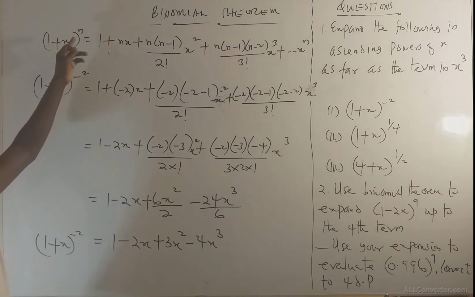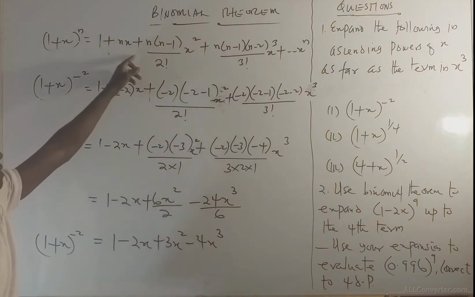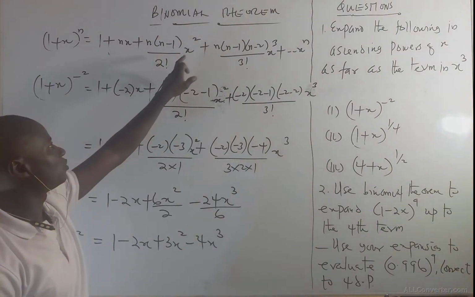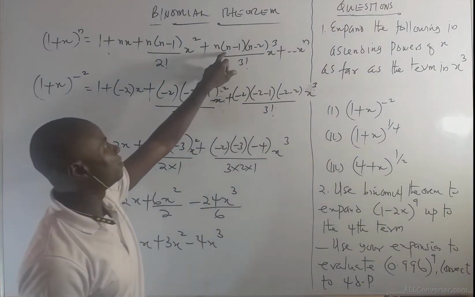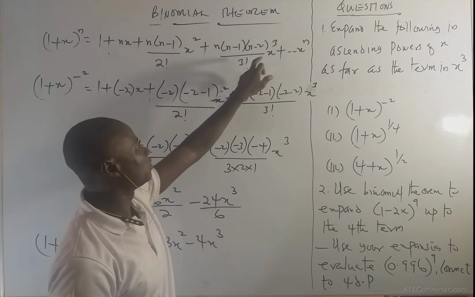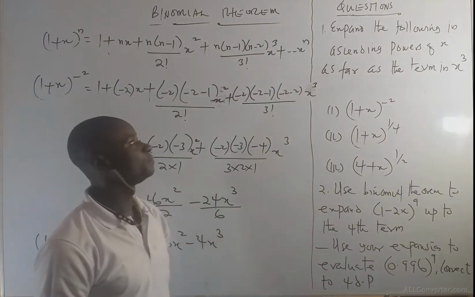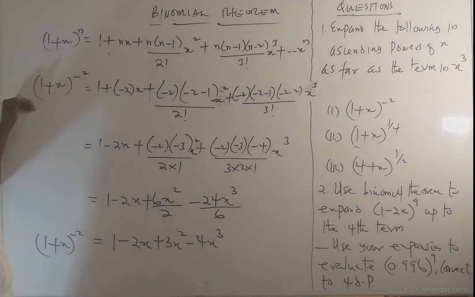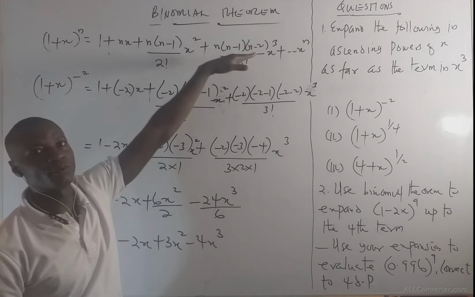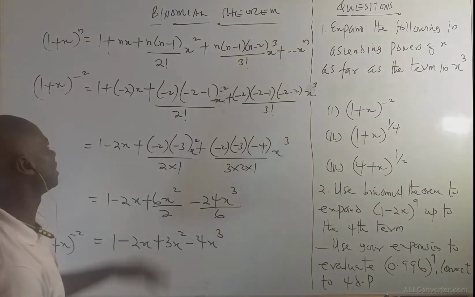That's (1 plus x) exponent n equals 1 plus nx plus n(n minus 1) over 2 factorial x squared plus n(n minus 1)(n minus 2) over 3 factorial x cubed. It continues in that order. And so when you compare the two, you realize that 1 is the same 1 here, x is the same x here, but n is now minus 2. So wherever you see n in the formula, you now substitute that by minus 2. And that's what we have done here.